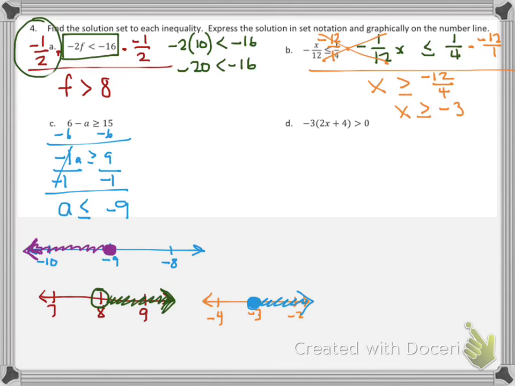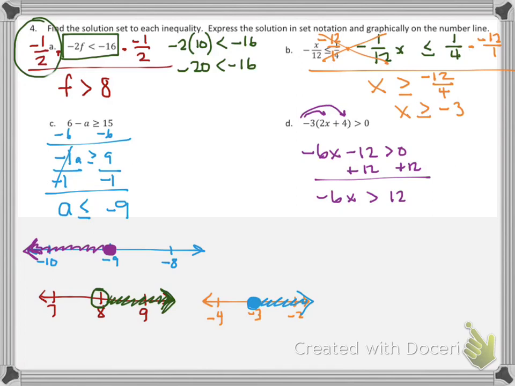All right. Last one, I see maybe some distributive property that has to happen first. So negative 3 times 2, that's a negative 6x. A negative 3 times 4, that's a negative 12, is greater than 0. And then just go about isolating the variable. So add 12. That gives us negative 6x is greater than 12.